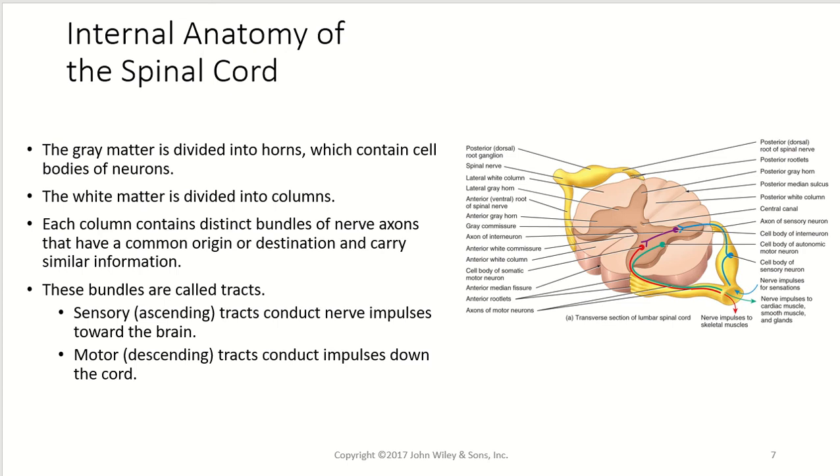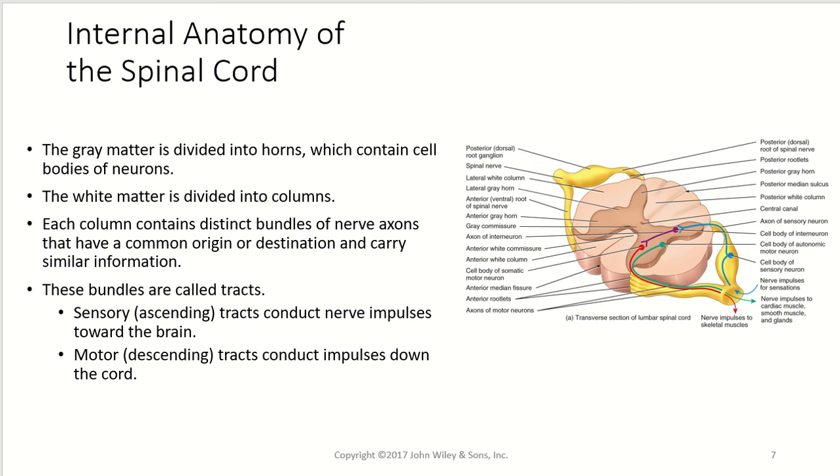So we can divide the gray and the white matter into individual parts separately. The gray matter is going to be divided into horns, and these are going to contain cell bodies of neurons. The white matter, on the other hand, is divided into columns. And each column is going to contain a distinct bundle of nerve axons that are going to have a common origin or a common destination, and these are going to carry similar information. So these bundles are going to be called tracts.